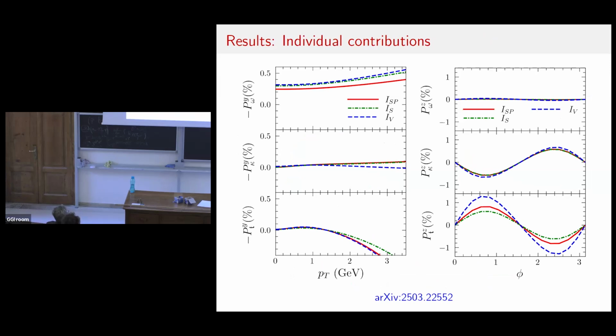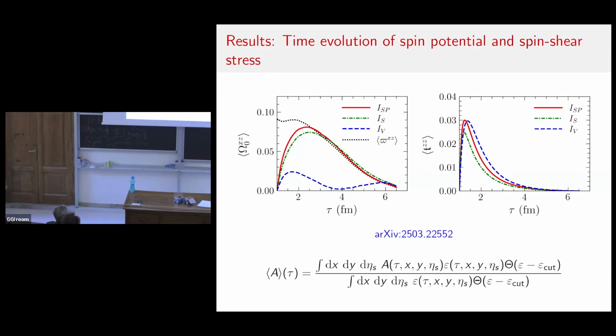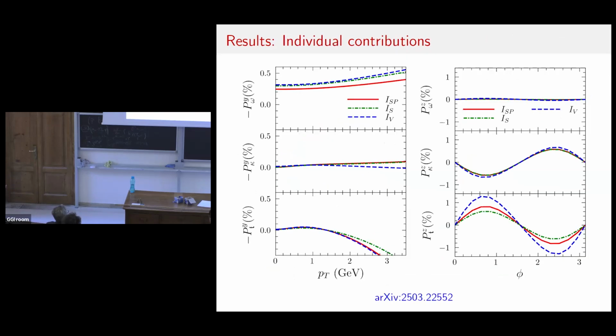Okay, so next we evolve the spin hydro and then extract the spin potential. So we extract omega, kappa, T at the switching hypersurface, and then we set out to study the effect on individual contributions to spin polarization. So the left plot is the Y component of polarization. This is the omega contribution, kappa contribution, and T contribution. This is the longitudinal polarization.